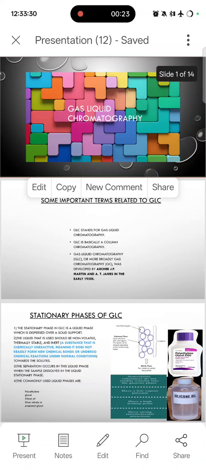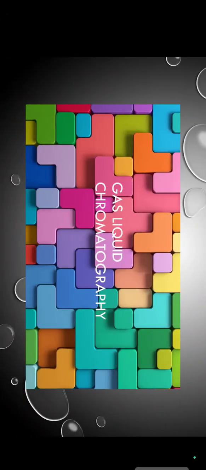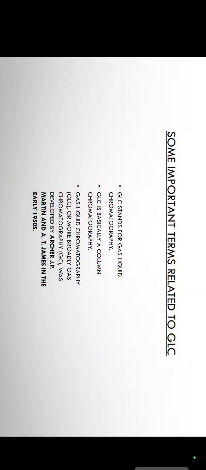Let's start with the slideshow. There are some important terms related to GLC. Okay, let's see. GLC stands for gas liquid chromatography.